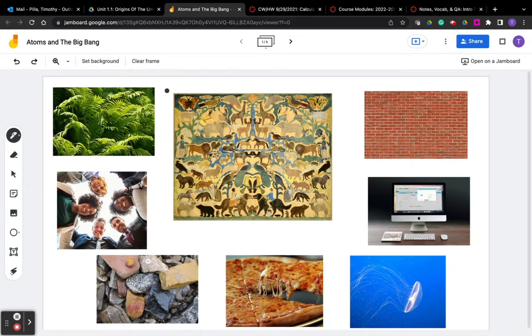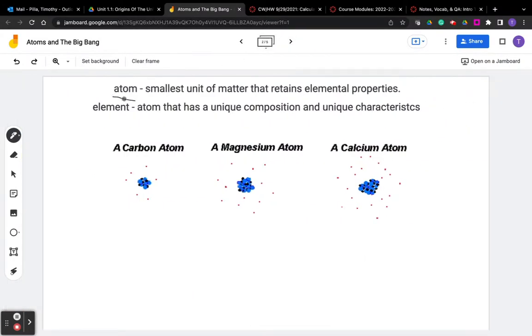If you look at all of these different pictures, plants, animals, humans, rocks, cheese pizza, jellyfish, computer, brick wall, and I ask you, well, what are they built of? What are they made of? You might say that animals and humans and all living things are made of cells, brick walls made of bricks and minerals, minerals for rocks, metal, microchips for computers. But if you could look even smaller, you would find that all of these things have something in common. They're all made from what we call atoms.